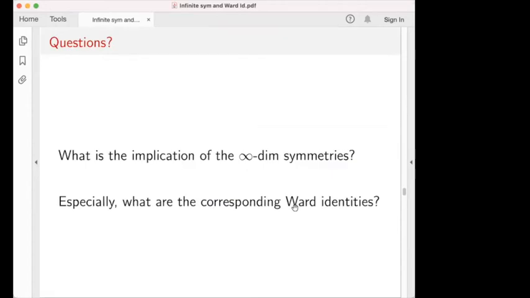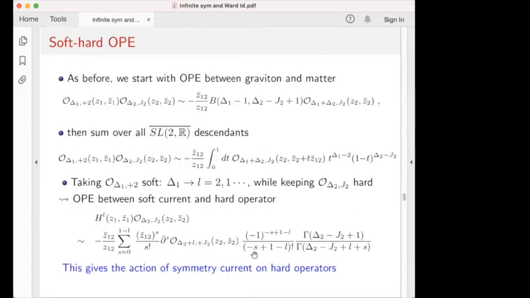So now we have this infinite dimensional symmetry. What are the implications? And in particular, what are the corresponding Ward identities? Previously we derived this algebra from the soft-soft OPE. Now I can derive the Ward identity from the soft-hard OPE. We start with the OPE between graviton and matter as before, and we sum over all the descendants as before. But now we will only consider a soft graviton. So we will take the dimension delta 1 to be 2, 1, or 0 down to minus infinity. But delta 2 will be generic, so it's a hard operator.